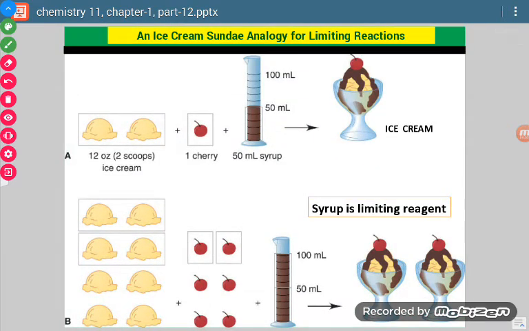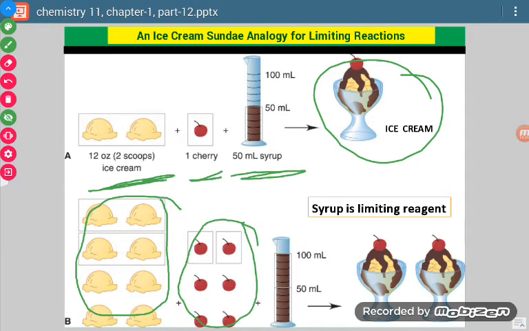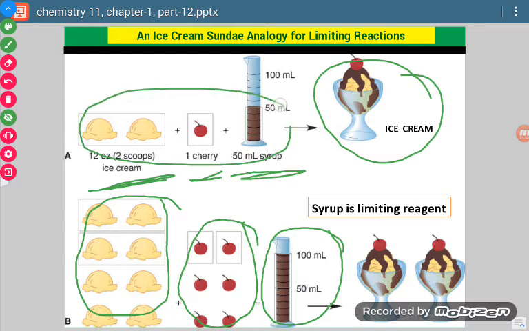Now here you can see, if one ice cream is to be prepared, and it needs 50 ml of syrup, 1 cherry and 2 scoops of ice cream, then this formation is formed. Suppose this is the case. Now what we have taken is 8 scoops of this, 6 cherries and only 100 ml of this syrup. Now how many ice creams are possible? Because this much is the requirement of 1.